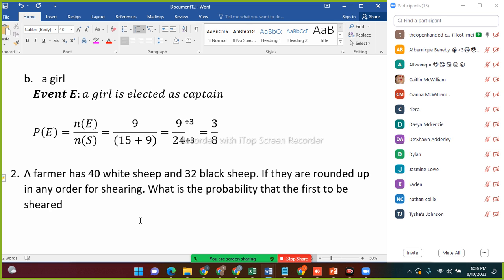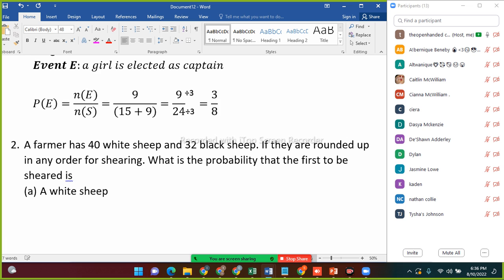What is the probability that the first to be sheared is A, a white sheep, or B, a black sheep? So what's the probability that the first to be sheared is a white sheep, or a black sheep?